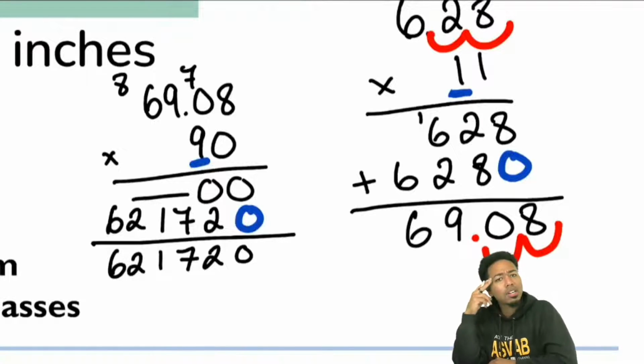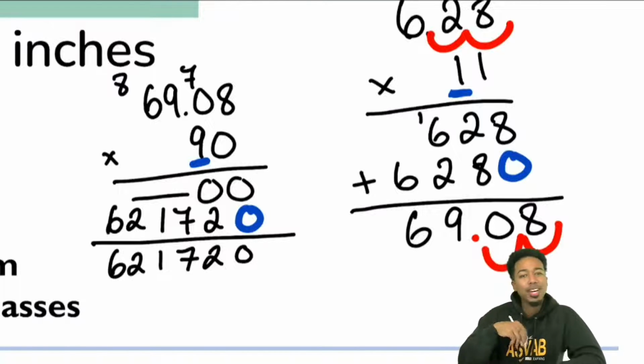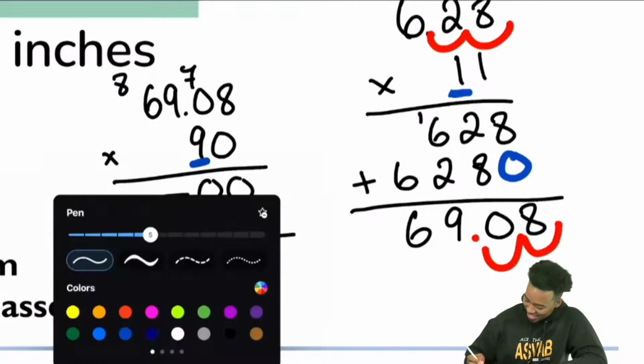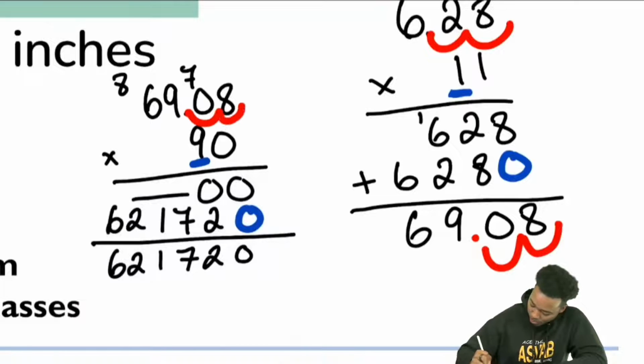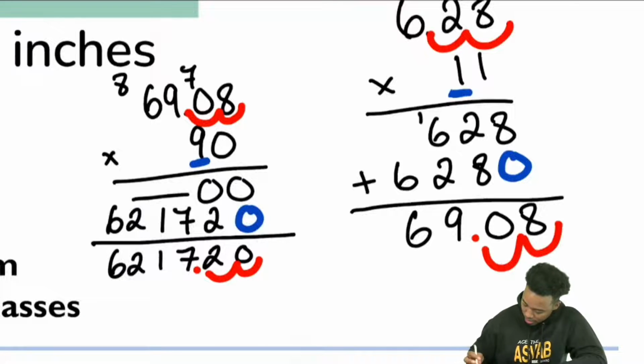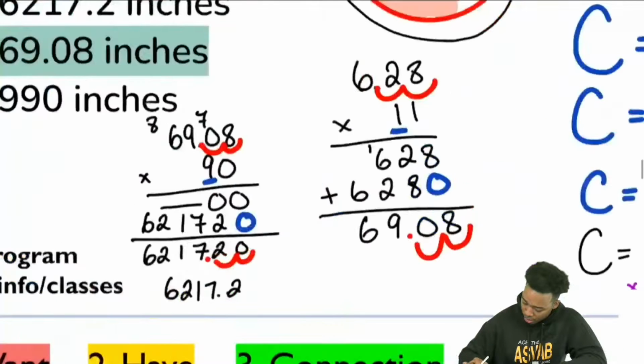What do we do at the end, everybody? Same thing as always. What do we do with those decimals? Right, we bring them back. We bring them back nice and easy. We go 1, 2, 1, 2. So now we have 6,217.2 inches.